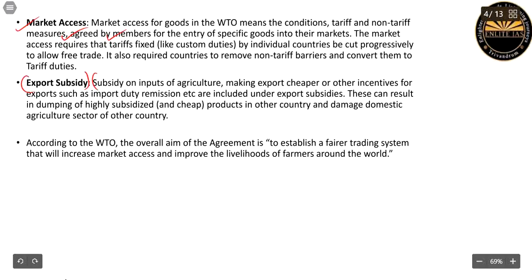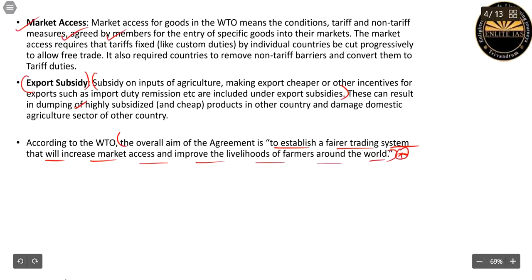Subsidy on inputs of agriculture making export cheaper, or other incentives for export such as import duty remission, etc. are included under export subsidies. These can result in dumping of highly subsidized products in other countries and damage the domestic agriculture sector of other countries. And according to the WTO, the overall aim of the Agreement on Agriculture is to establish a fairer trading system that will increase market access and improve the livelihoods of farmers around the world.